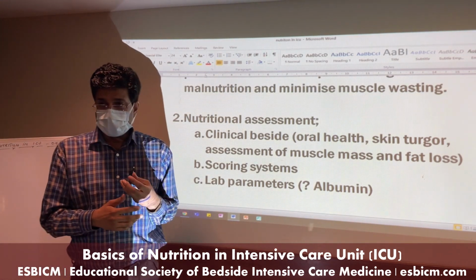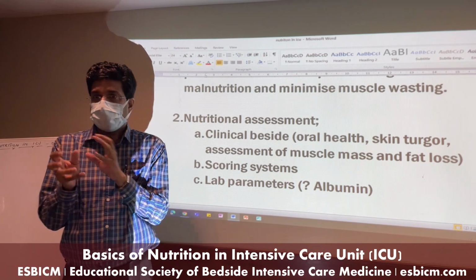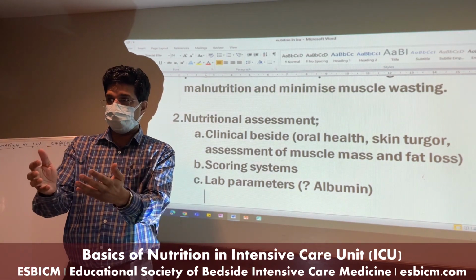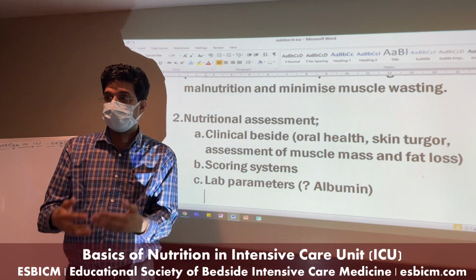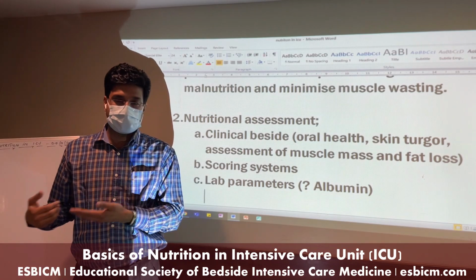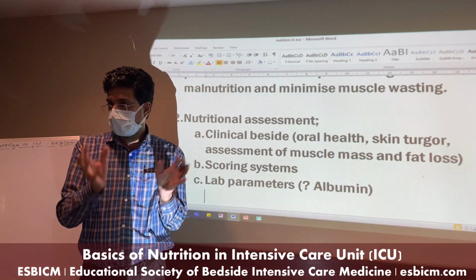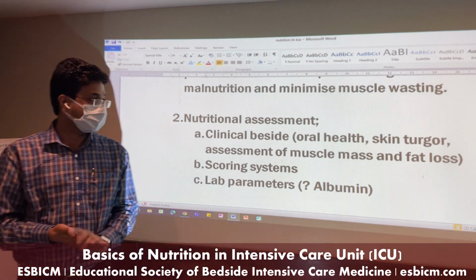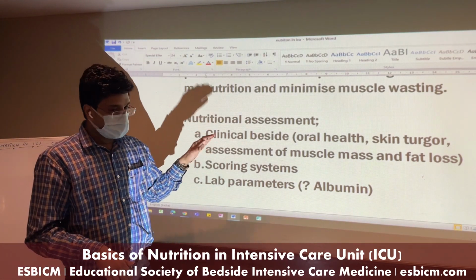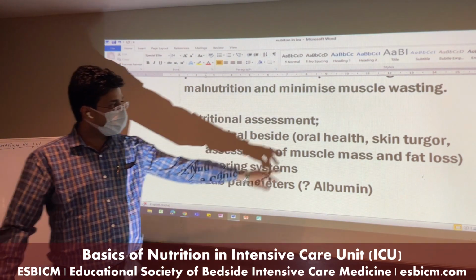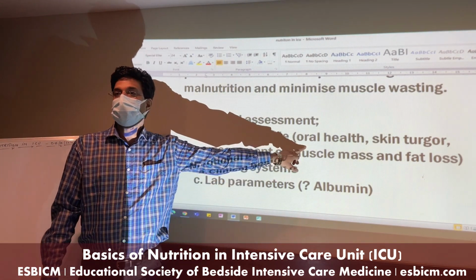Secondly, weight of the patient. How much is the weight? Because this will decide further how much nutrition you should give to the patient, depending on the weight-based calorie system, which we'll see in the later part of the session. We'll take a particular example from the ICU and calculate the nutrition requirement. So, type of patient, weight of the patient, and a few clinical parameters, of which a very important one is oral health.